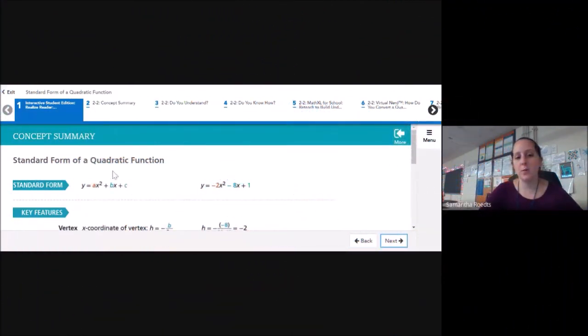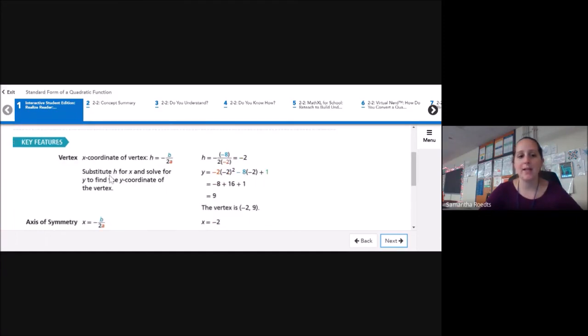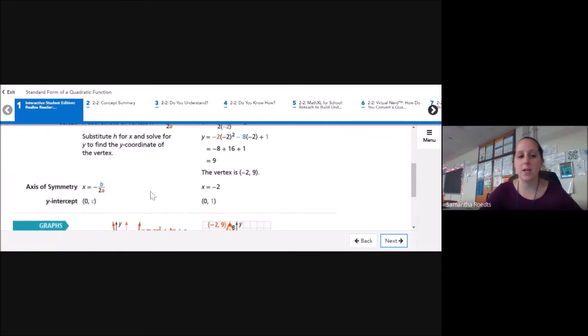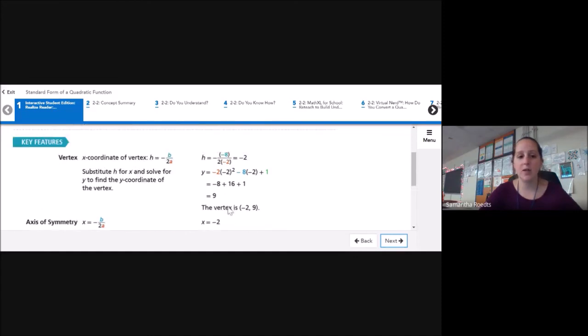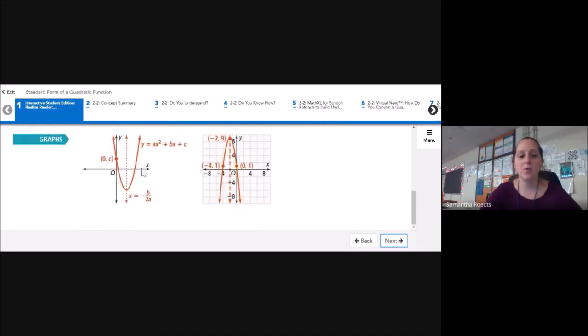All right, so standard form of a quadratic function is y equals ax squared plus bx plus c. Okay. So key features, I can find the vertex, x coordinate of the vertex, h equals negative b over 2a. I can substitute h for x and solve for y to find the y coordinate of the vertex. The axis of symmetry is x equals negative b over 2a, and the y-intercept is (0, c). I can, of course, graph all of these.